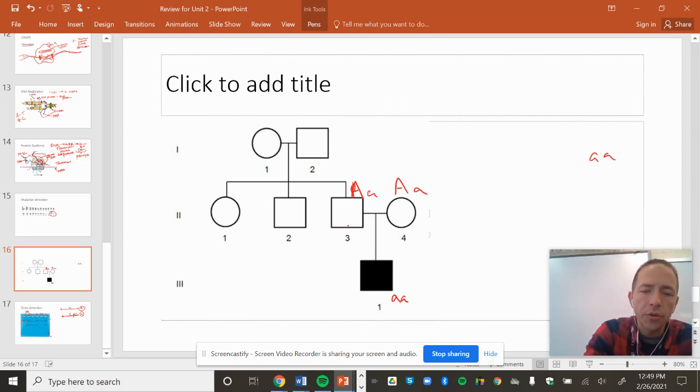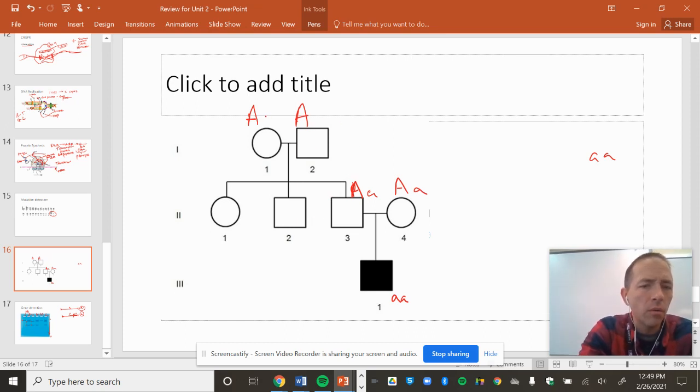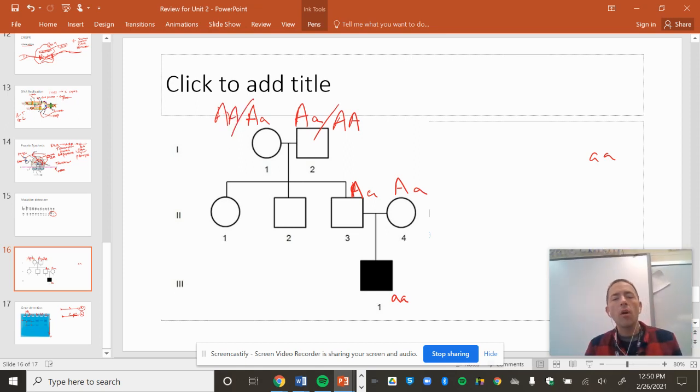But then you look at individual 3, well, what are his parents? Well, mom definitely has a big A, and dad definitely has a big A, but do we know if they are big A, little a, or big A, big A? Well, we don't have enough information to figure out if mom is heterozygous and dad is heterozygous, or if mom is heterozygous and dad is homozygous, or if it's mom that's homozygous, right? So we would just keep all the possibilities until we get more information on the situation.